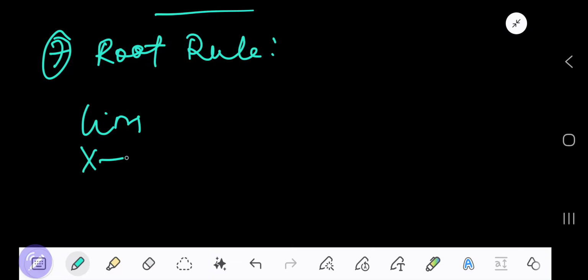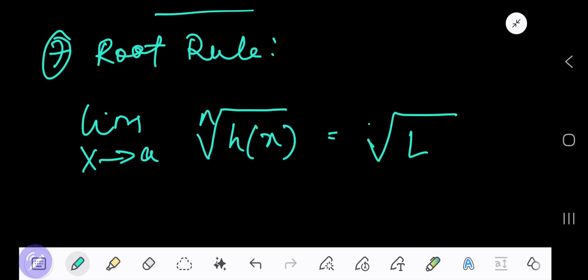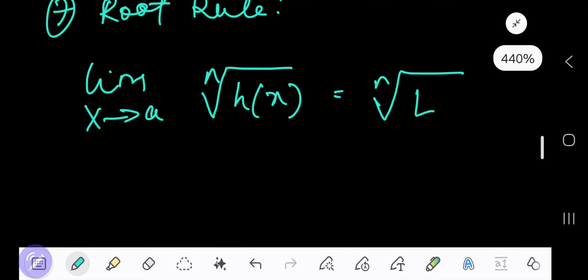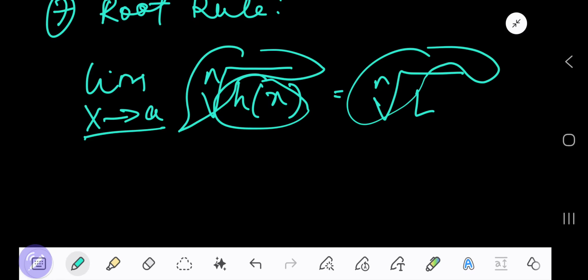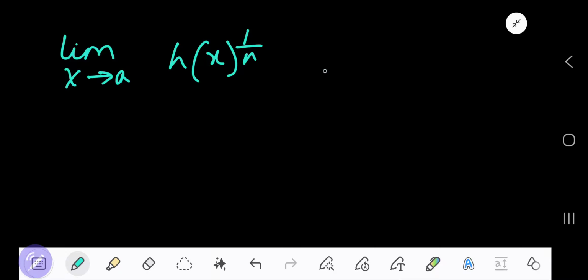Okay, and the seventh is known as the root rule. What is the root rule? The root rule states that the limit as x approaches a of the nth root of h of x is equal to the nth root of L. Basically, the limit of this and the root remains the same. We can also state the root rule this way: the limit as x approaches a of h of x raised to 1 by n equals L raised to 1 by n, depending on what n is. And those are our seven basic limit laws.